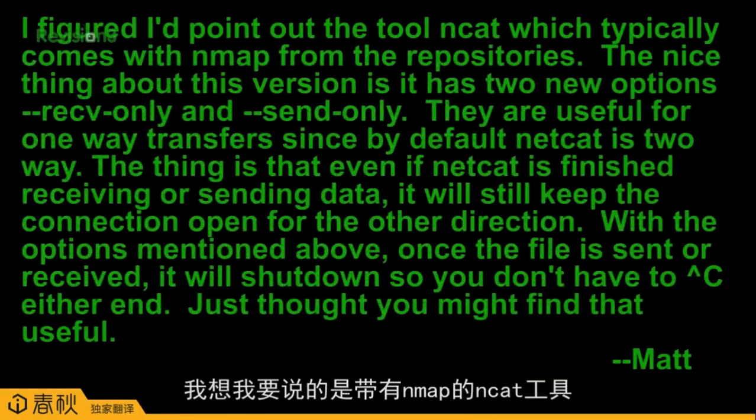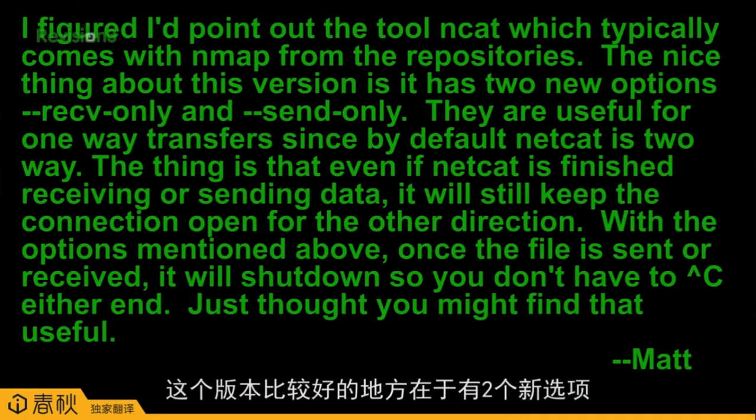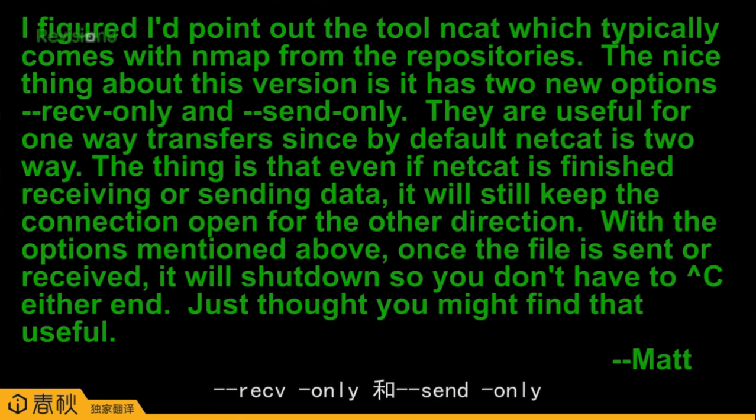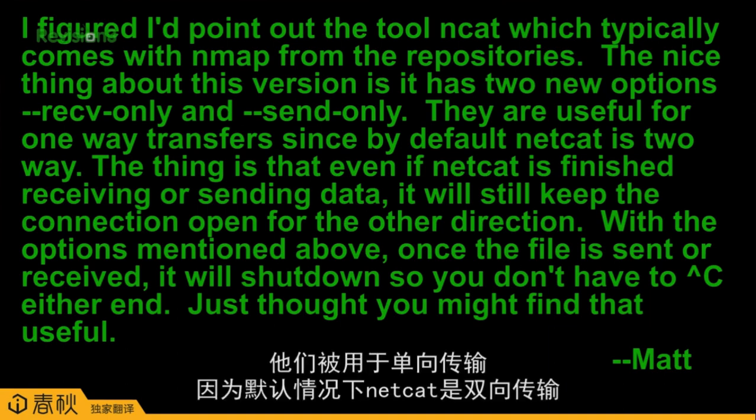He says, I figured I would point out the tool ncat, which typically comes with Nmap from the repositories. The nice thing about this version is that it has two new options, --recv-only and --send-only. They are useful for one-way transfers since by default, netcat is two ways.